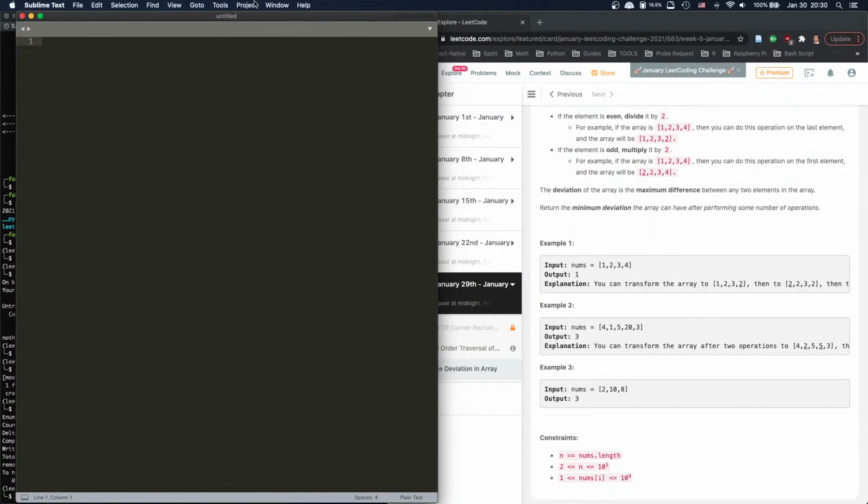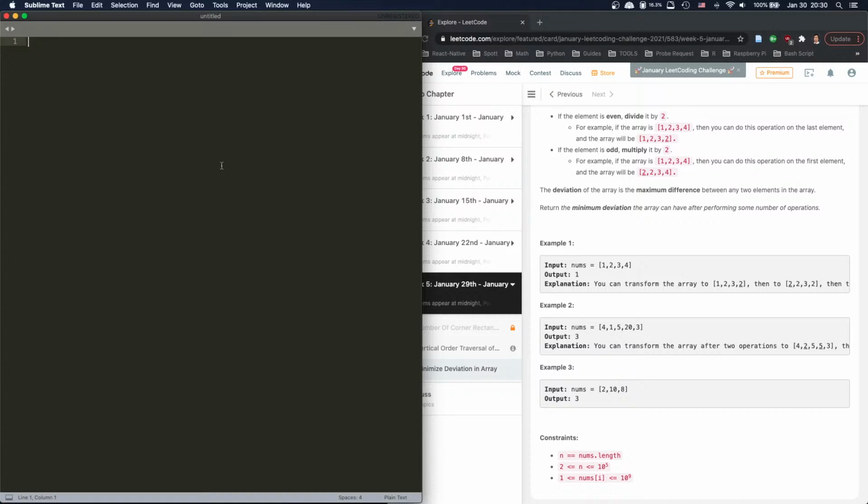Alright, let's see. This is what I'm thinking about in the last one, right? So for 2, 10, 8. For the first position, we have 2 or 1, right? For the second position, we have 10 or 5. And for the third position, we have 8. Here, 4, and 2, and 1, right? So this is what we have right now.